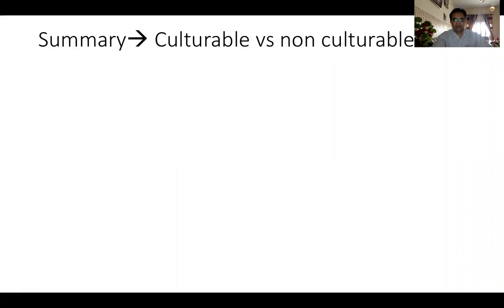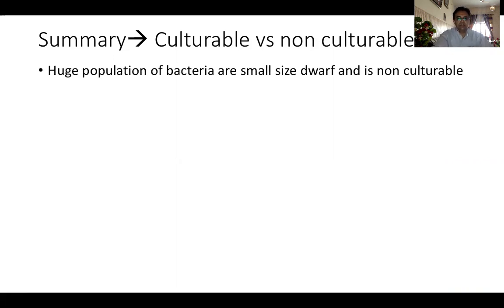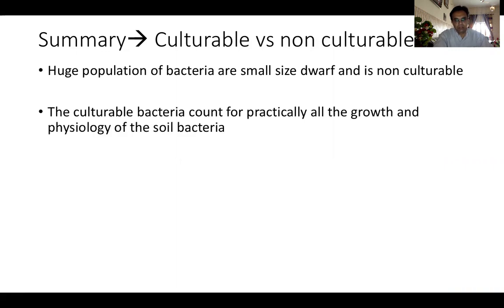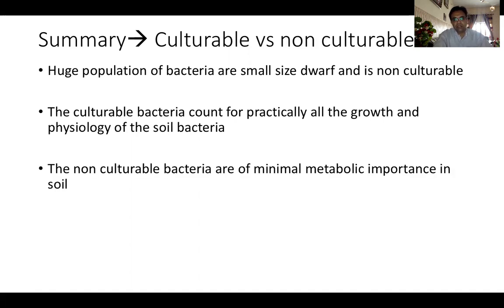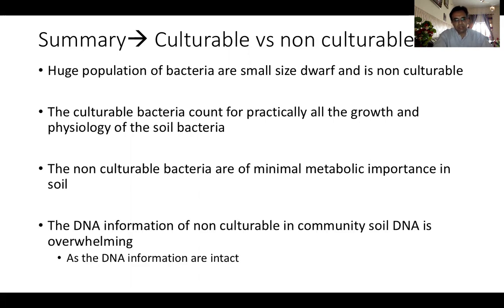So if we summarize all we have discussed till now, there is a huge population of bacteria in the soil which are small in size, and we call them dwarf. Each dwarf community is basically not culturable. The culturable bacteria account for practically all the growth and physiology of the soil communities. The non-culturable bacteria are of minimal metabolic importance in soil, although they are in big numbers. The DNA information of non-culturable communities is overwhelming, as the DNA information is intact. So now we move on to the next.